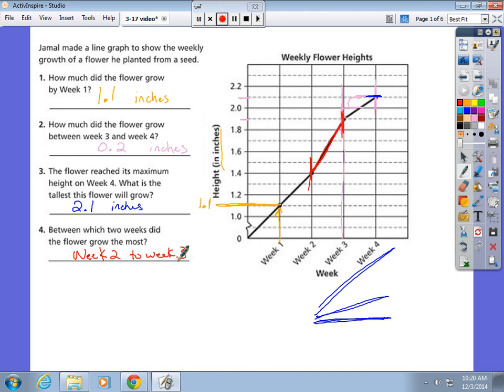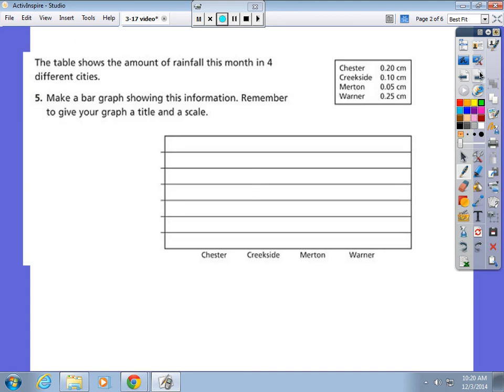Now we can back that up with some math here because we're going 1/10, 2/10, 3/10, 4/10, 5/10 in that 1 week. In this section right here, we grew 5/10 of an inch. In the other sections here, we didn't come even close to that. This would probably be my next closest, would be 1 and 2. 1/10, 2/10, 3/10. But again, 5/10 is the greatest, so it grew the most then.